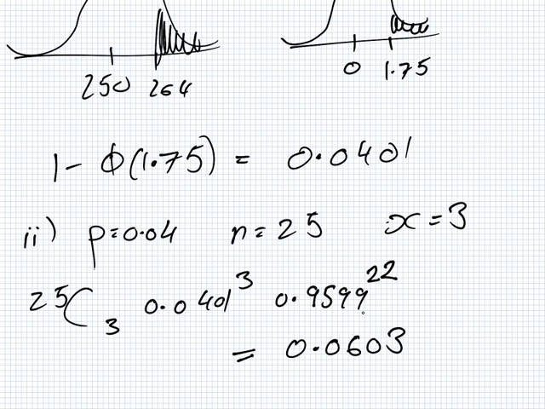How do I know which is which? Oh, the 3 goes on the P. It's how many you want. And then the 22 is how many you don't want. So you want 3 days late. So the 3 goes on the P for being late. And then the 22 goes on for not late. Did you have it the other way? Okay.